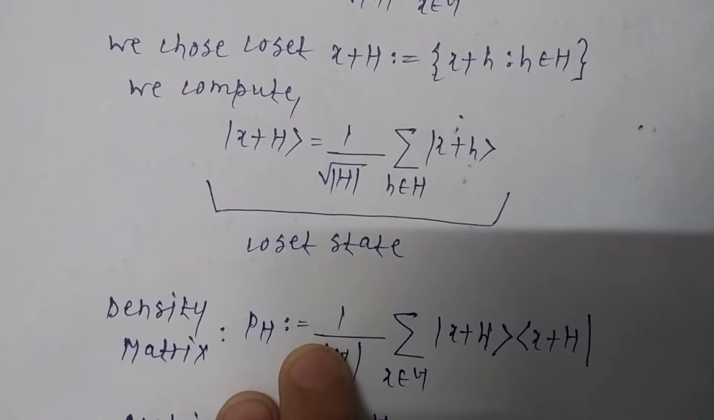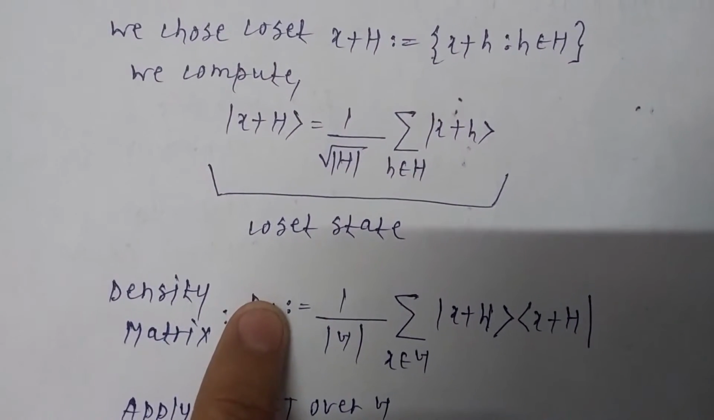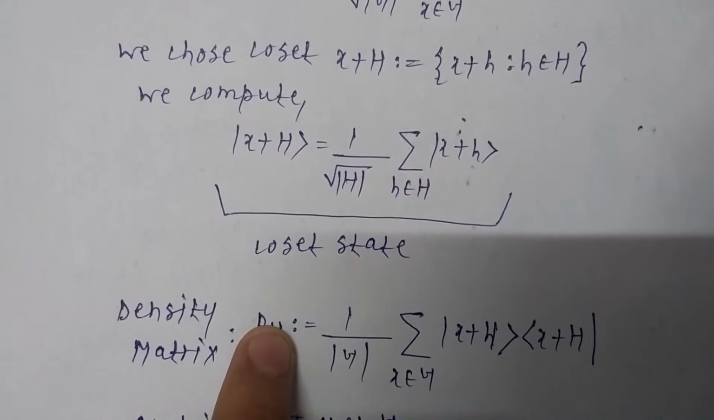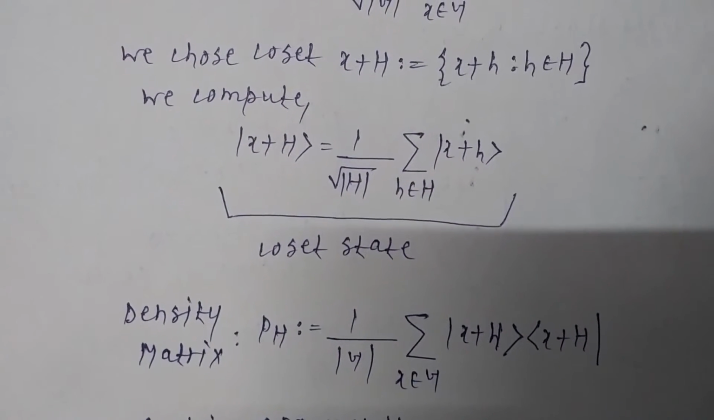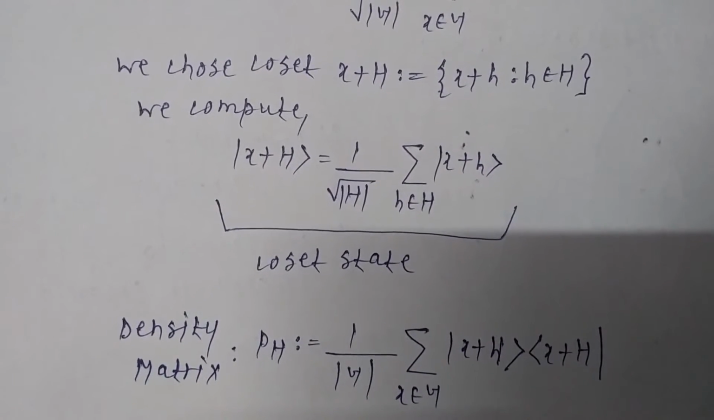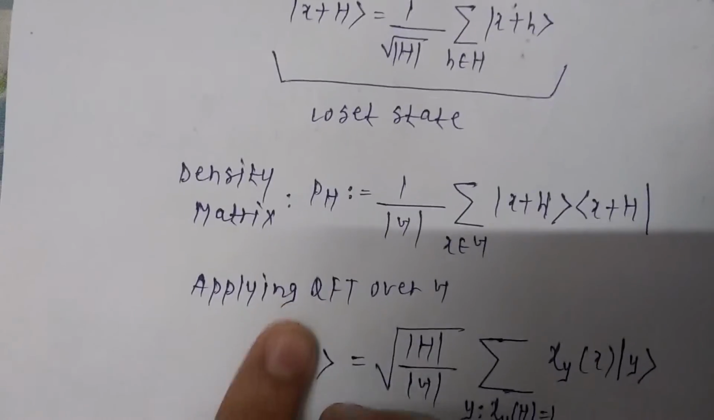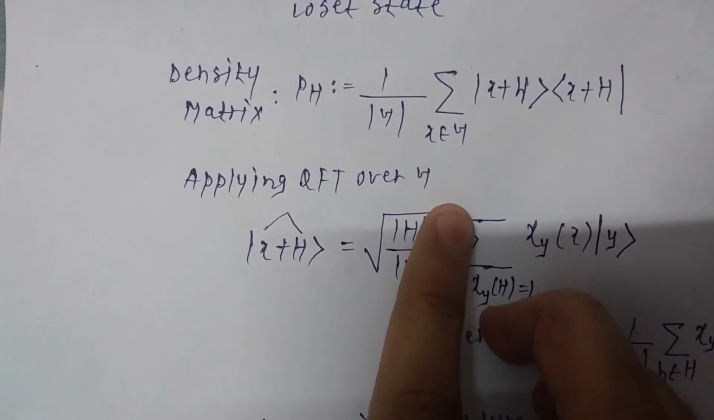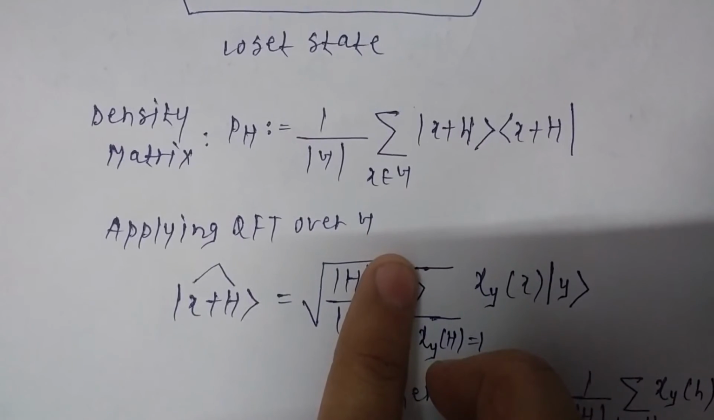Then we compute the coset state. The coset state is x plus capital H, which is equal to 1 over root of the number of elements in H, times the summation of the quantum states of x plus h, where each small h belongs to the capital H. Since the coset is unknown and uniformly random, the state can be described by the density matrix. We give the density matrix rho H equal to 1 over the number of elements in G, times the summation of x plus H, where each x belongs to the capital G.